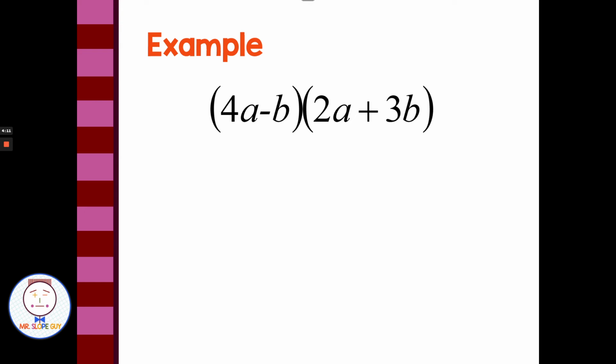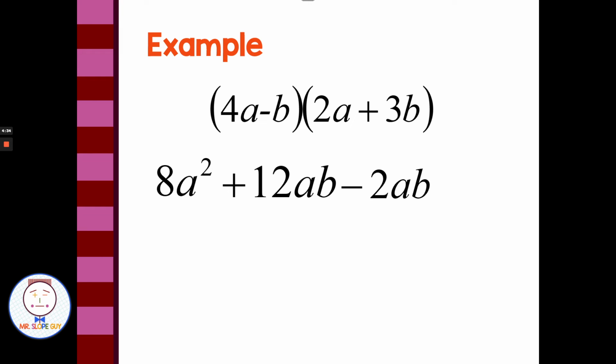All right, what if we have a couple different variables involved? We still have a binomial times a binomial. We just have a and b in this case. So I can multiply. We still do first times first. 4a times 2a gives us positive 8a squared. Then for outside, 4a times 3b gives us 12ab. Inside, negative b times 2a is negative 2ab. And for last, I have negative b times 3b, which is negative 3b squared.